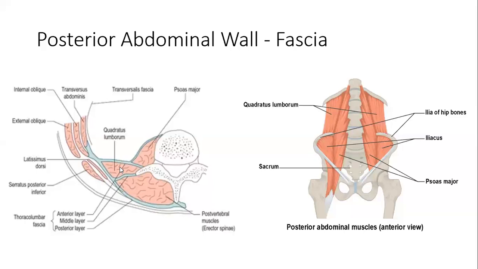So quadratus lumborum is enclosed between the anterior and middle layers of the thoracolumbar fascia, and the rest of the deep muscles of the back, which include the erector spinae and so on, also called the postvertebral muscles, are enclosed between the middle and posterior layers of the thoracolumbar fascia.